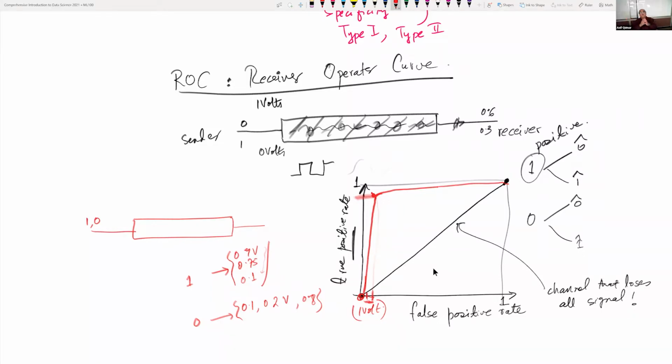Isn't it? So a thoroughly useless classifier will randomly put numbers. So it will be like the noisy, hopelessly noisy channel, right? It will follow this diagonal line. Whereas a very good classifier will be able to distinguish the patients with cancer from the patients without cancer, and by having a very small false positive rate, you still get a very high true positive rate. Most of the cases you're catching.